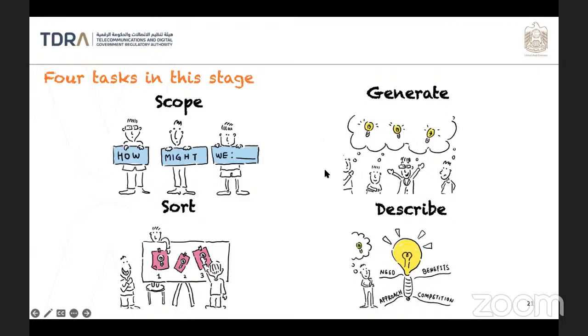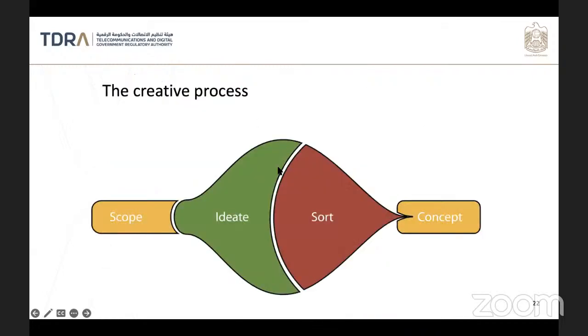So we need to sort the ideas, the solutions, and finally describe how it works. So the creative process is based on starting from the scope, the definition. You create a lot of ideas, the big green funnel, and then you sort them in the big red funnel into a concept. The whole creative process is based on that. You see, without this big funnel where you have a lot of ideas and then you try to minimize them, you never get a good idea.